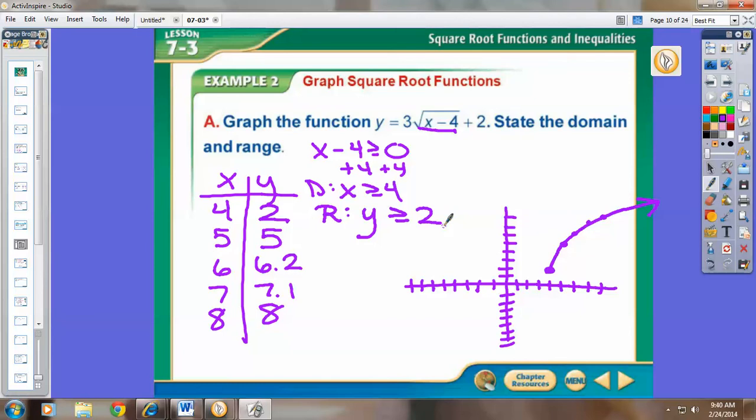Miss Fuller, on this one, do we have to graph our domain? Well, our domain is x is greater than or equal to 4, right? This graph is showing that. So we technically did. And that arrow that keeps going on our graph indicates that our domain is going to keep going to the right.